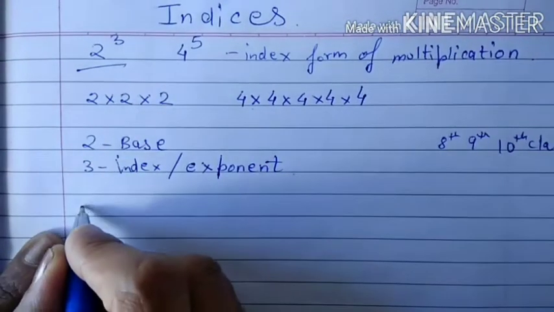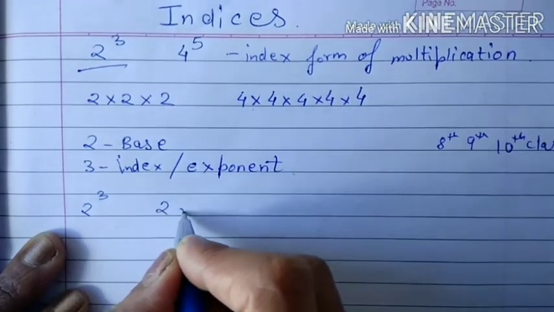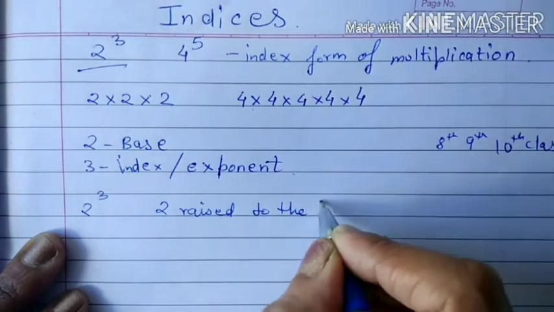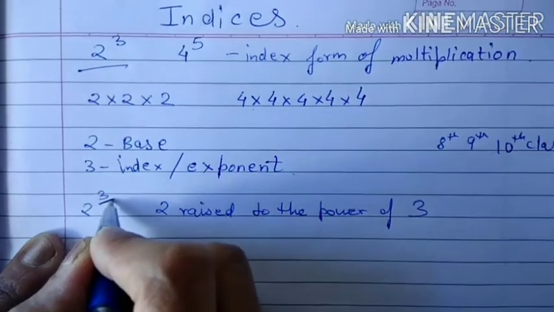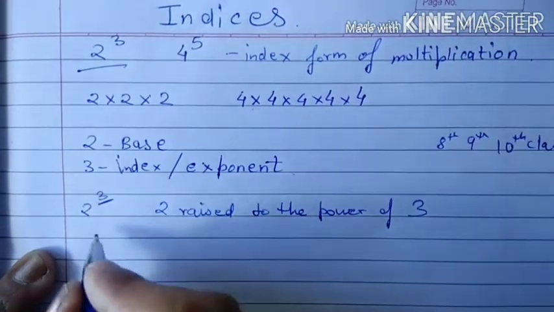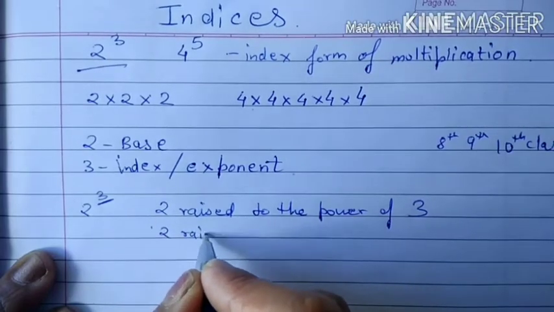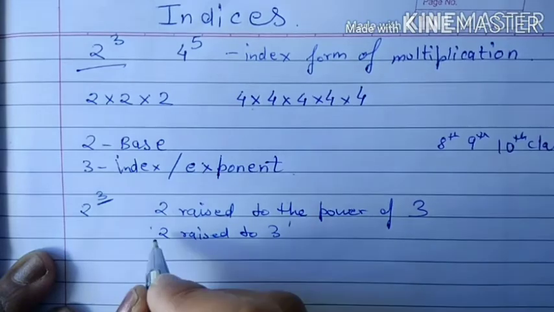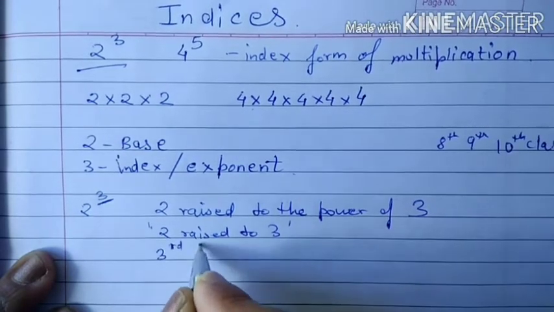Okay. So when we write 2 raised to 3, it is also called as 2 raised to the power of 3. The number on the index place is called as the power. Or you can also say it as 2 raised to 3. Or you can also call it as third power of 2.